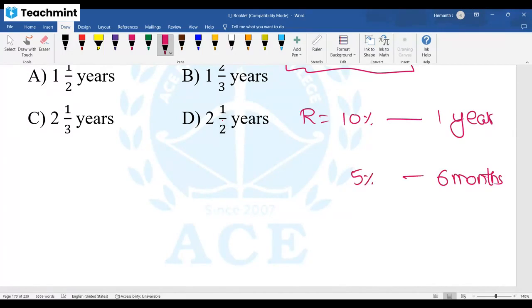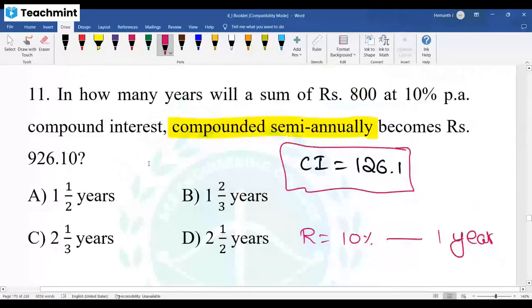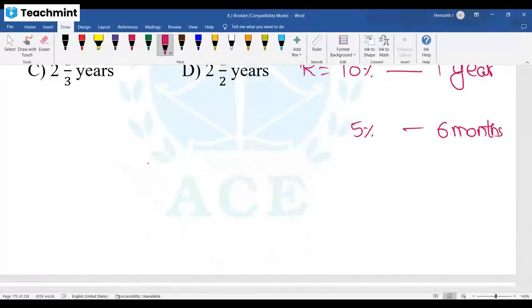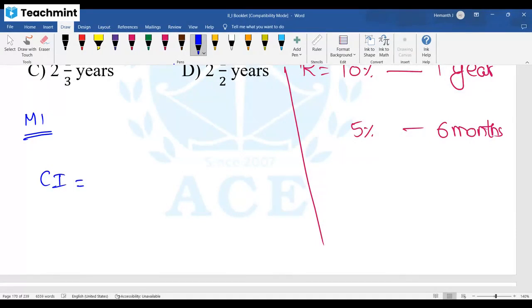Why are you going for 5%? Because in the question they specifically mentioned semi-annually. If they say quarterly, we'll go for 2.5%. So it depends on the question. Here, as per the question, they have given semi-annually. So we'll do two approaches. Method 1 is using the calculator. I think this is an easy one. I'll give the first easy method, then we'll see the complicated way of doing the question also.